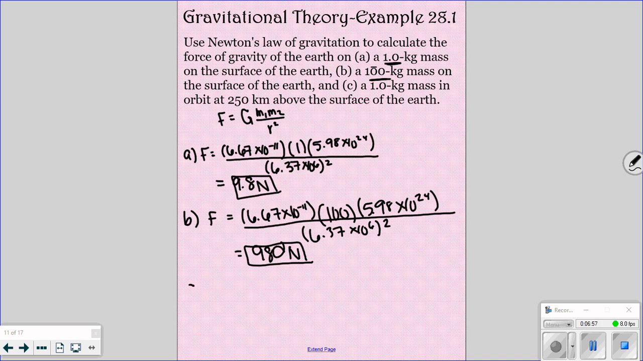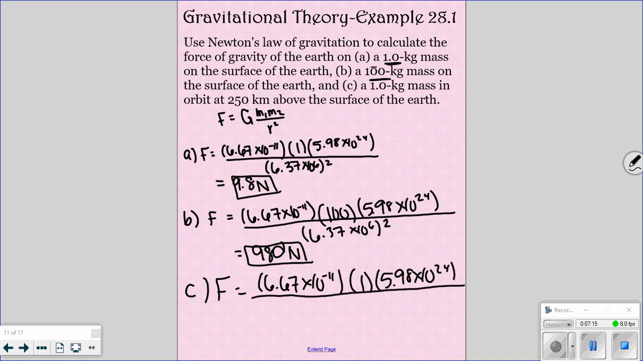Now we're going to look at part C. Again, your G is 6.67 times 10 to the negative 11. We have a 1 kilogram mass, and we have the mass of the Earth. But now the radius is different. So it's the radius of the Earth plus the part that we are above the Earth's surface.